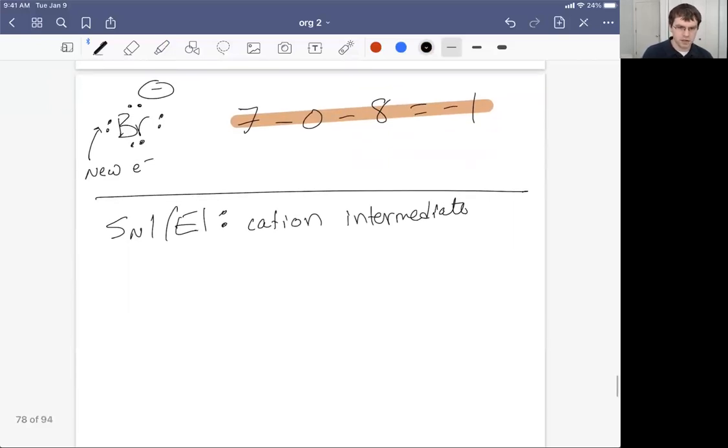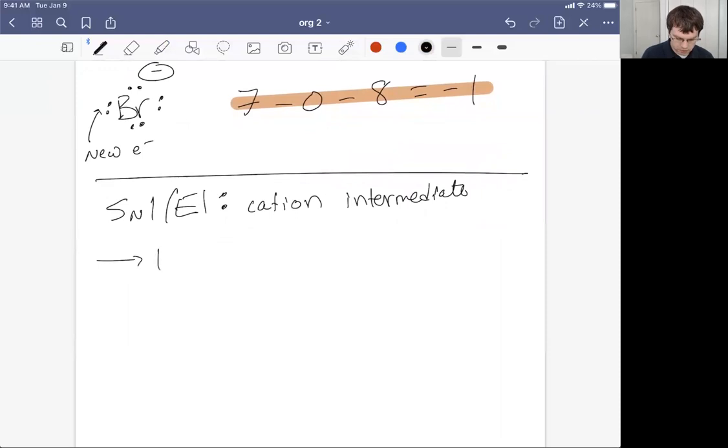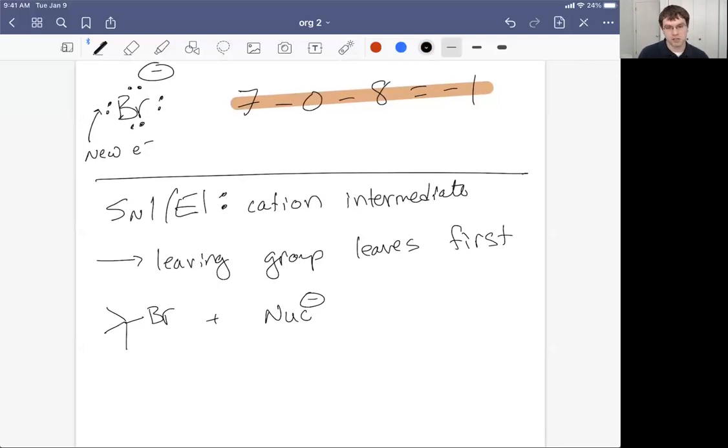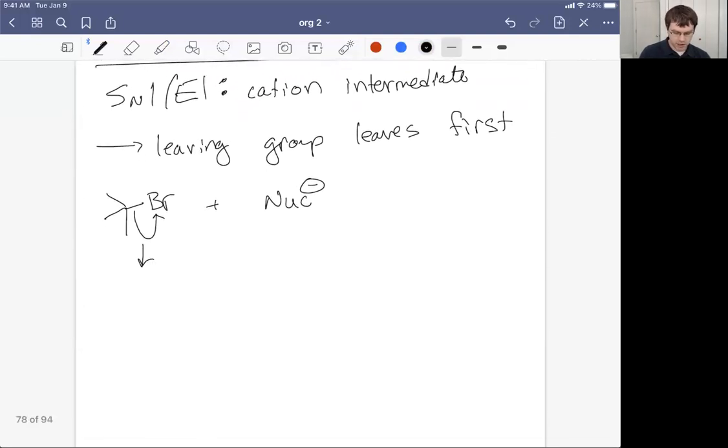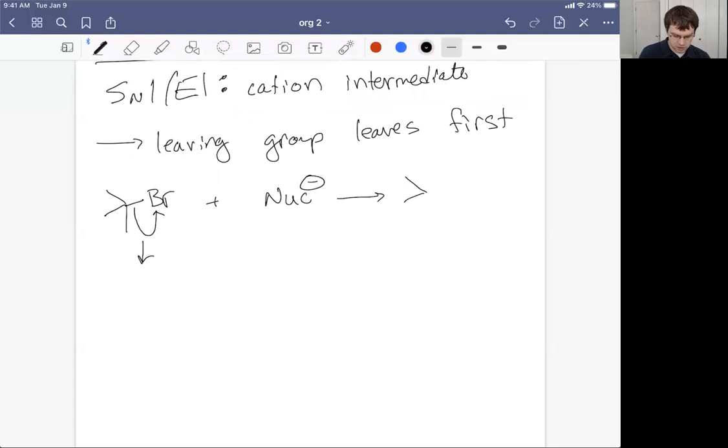And with a cationic intermediate, what we have to recall is that the leaving group leaves first. So the leaving group's actually going to leave. Now I'm going to change the reaction conditions a bit. I'm going to replace my specific oxygen nucleophile with just a generic Nuc minus. Okay, so the leaving group leaves first. What that means is that that arrow showing the movement of electrons onto the bromine atom, that happens first. Now I'm going to eventually get to a product that looks very similar to the substitution reaction that we saw earlier.